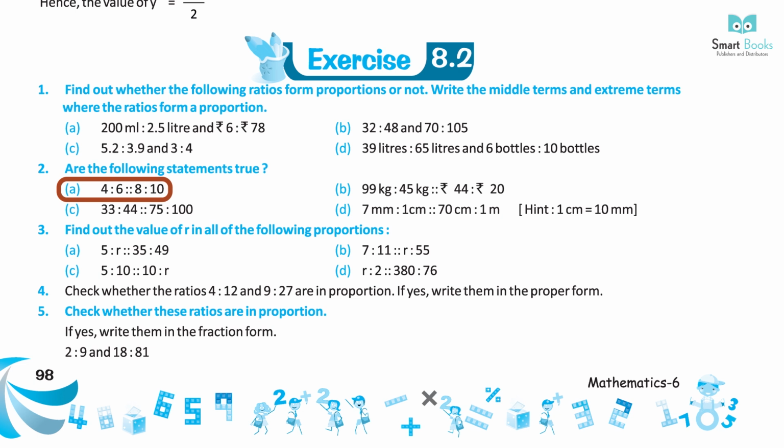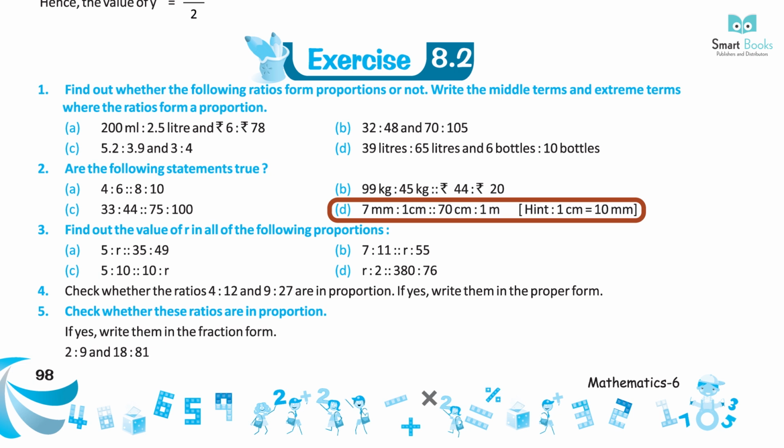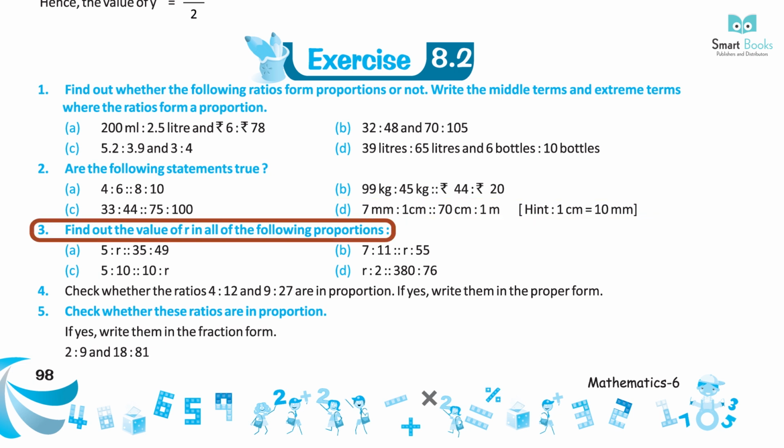A. 4 ratio 6 is to 8 ratio 10. Solution. No. B. 99 kgs ratio 45 kg is to rupees 44 ratio rupees 20. Solution. Yes. C. 33 ratio 44 is to 75 ratio 100. Solution. Yes. D. 7 millimeter ratio 1 centimeter is to 70 centimeter ratio 1 meter. Hint. 1 centimeter equals 10 millimeter. Solution. Yes.